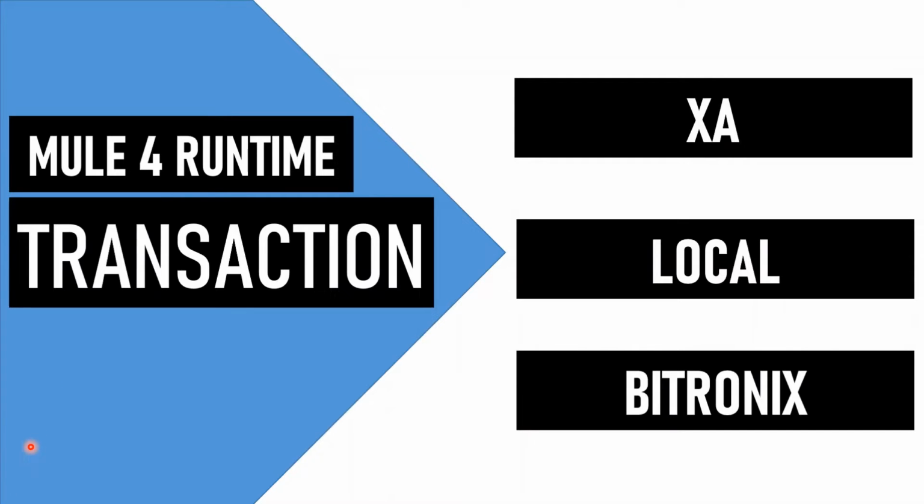And how do we achieve this consistency during failures? It's by rolling back, or by implementing two-phase commits, or by implementing the saga pattern. Like any other transaction, Mule transactions also honor the ACID properties. So let's understand transactions in Mule.